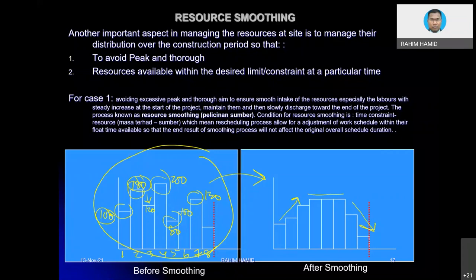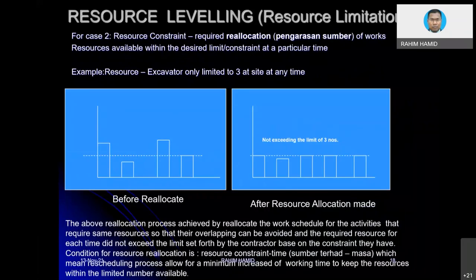Nowadays, there is a swap of labor. I think there is a center in KL, swap of labor, so the contractor can go to that center and try to get the workers. So let's say the workers from the other side have already completed, and they do not know where to go, but there will be somebody who needs them. So that will be a good kind of center, so that everybody can get the information. All right, so that will be what we call resource smoothing.